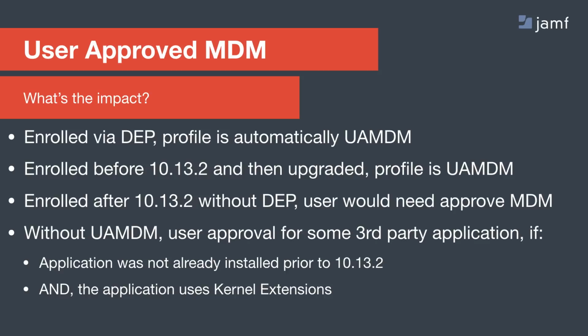All right, so if a device is enrolled through DEP, like I said, the profile is automatically going to be user-approved for MDM. If it's enrolled before 10.13.2 and then upgraded, it'll be grandfathered in. The profile will still be user-approved. But if it's enrolled after 10.13.2 and without DEP, so if we use the user-initiated enrollment, for example, or a quick add package, the user would have to manually enable the MDM profile for user approval after the fact. So this has to be physically done on the device. Can't do it remotely, can't really script it. It has to be physically done at the computer.